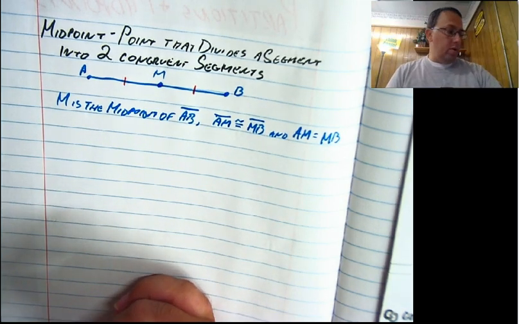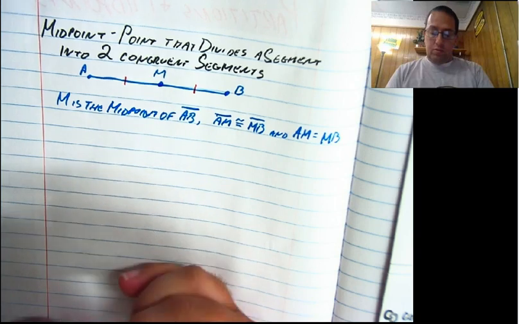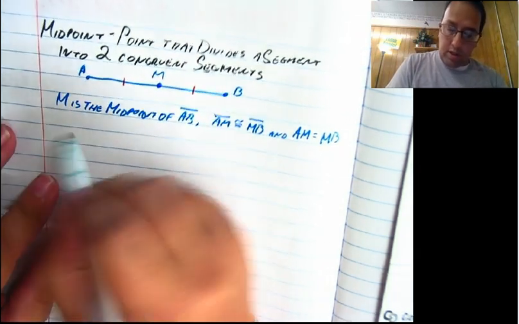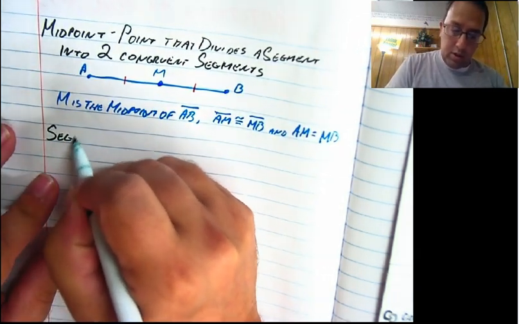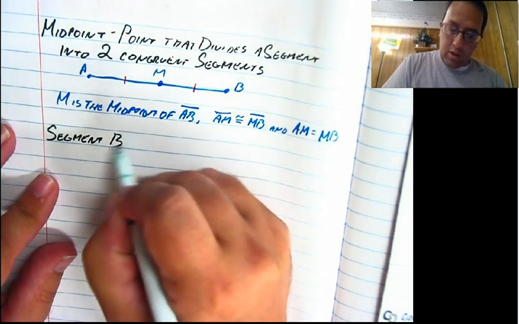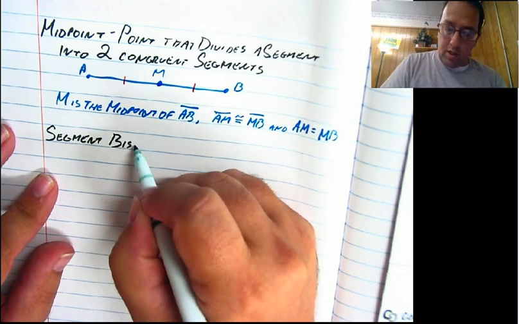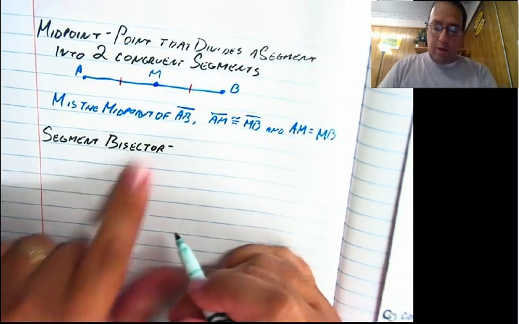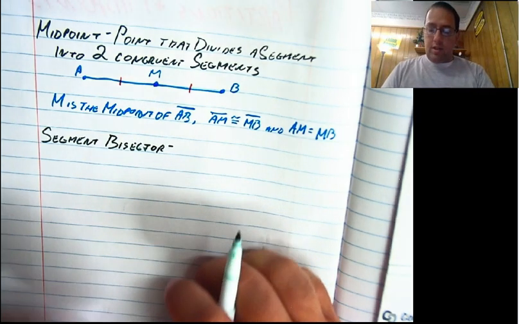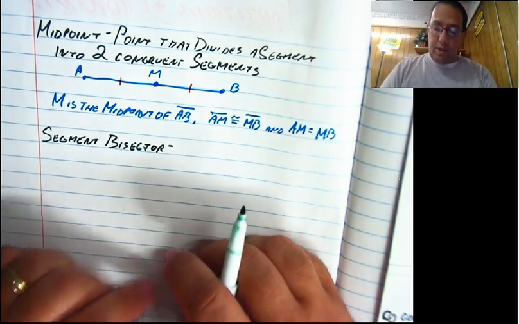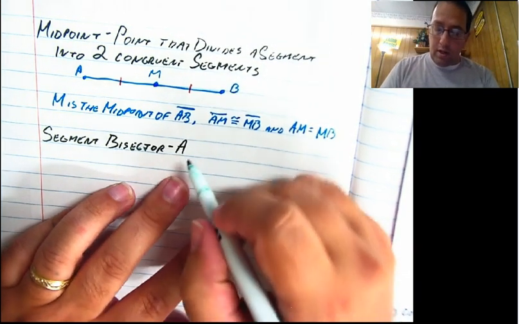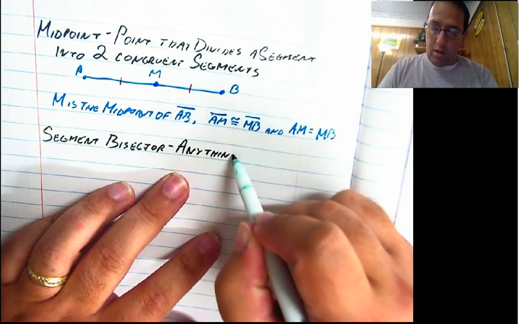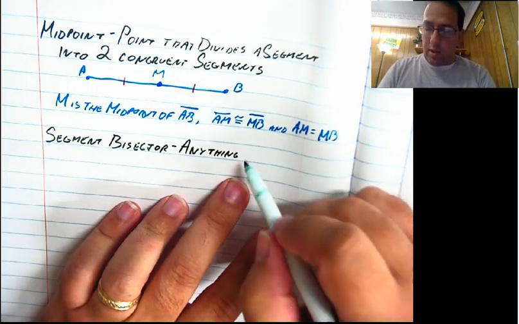Pretty simple stuff there. We need to talk about one other definition really quickly, and that is segment bisector. Segment, obviously we're talking about something to do with segments. Bisector, do you remember what bisector means? Hopefully you do. Bi means two, and sect means to cut. This is something that cuts a segment in two. Specifically, this is anything, point, line, plane, ray, whatever, anything that intersects a segment at the midpoint.